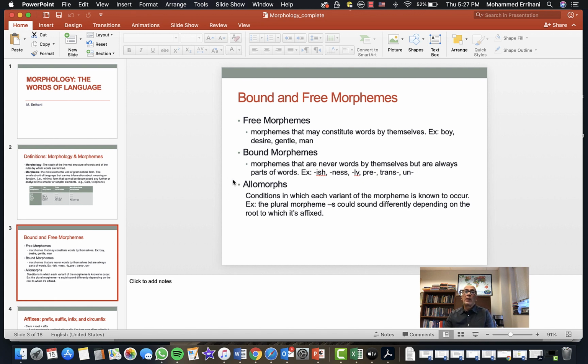If you look at the example that we have here, the plural morpheme S could sound different depending on the root to which it is affixed. When we talk about the plural morpheme, it's S. So it's a morpheme, but when you attach it to a word, it can be pronounced differently. The reason it is pronounced differently is that it depends on the sound that precedes it. We will see some examples in the next slides.